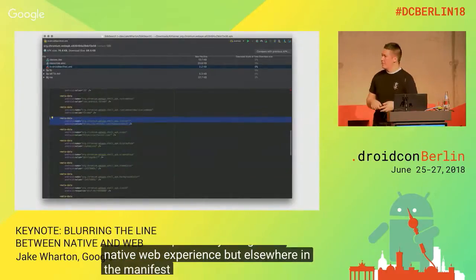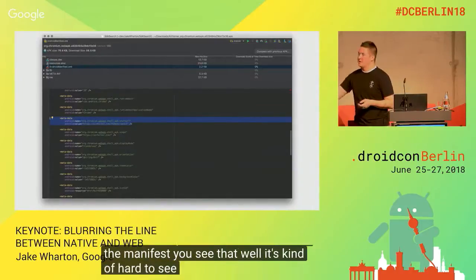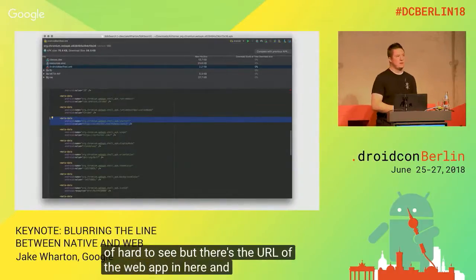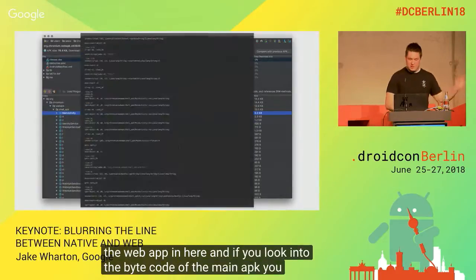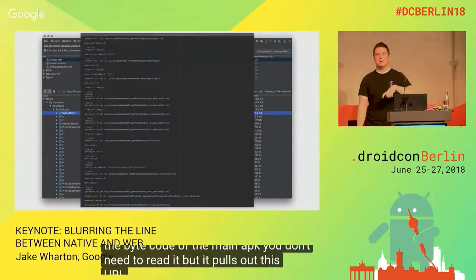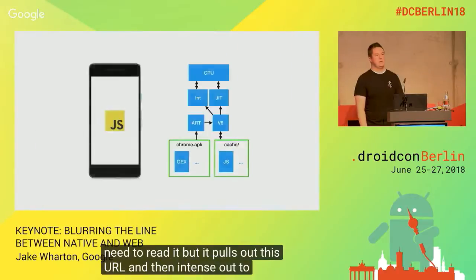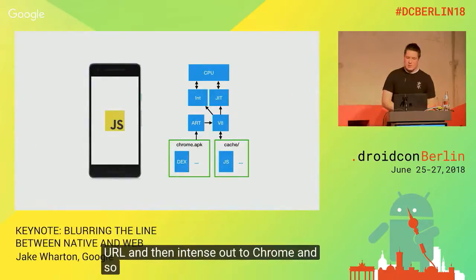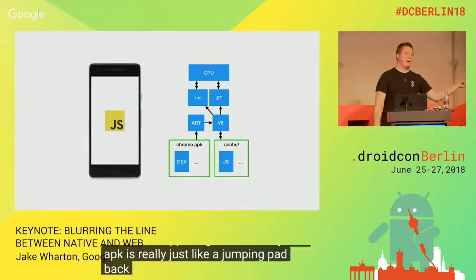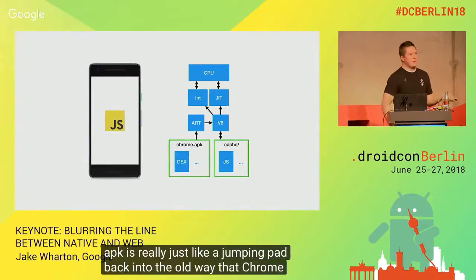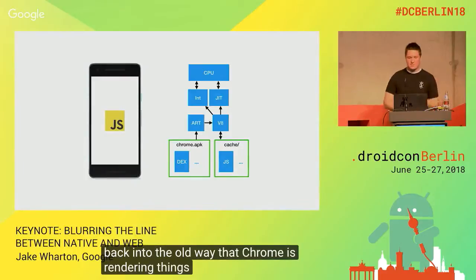But elsewhere in the manifest, you see that, well, it's kind of hard to see, but there's the URL of the web app in here. And if you look into the bytecode of the main APK, you don't need to read it, but it pulls out this URL and then intents out to Chrome. And so what's happening is this web APK is really just like a jumping pad back into the old way that Chrome is rendering things.